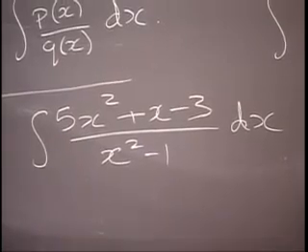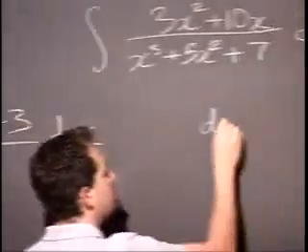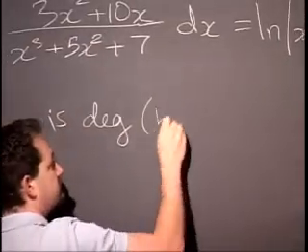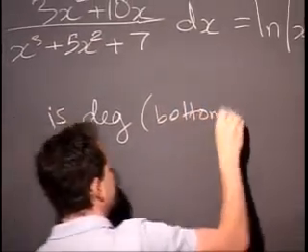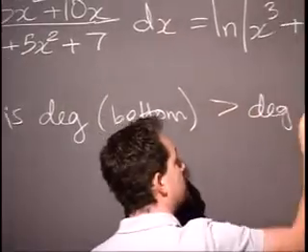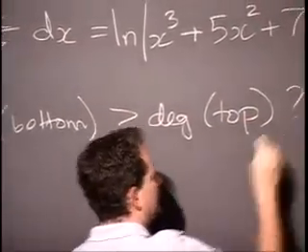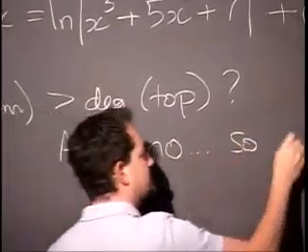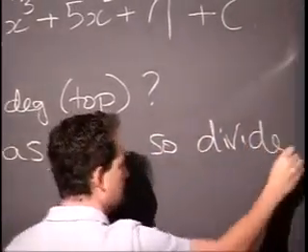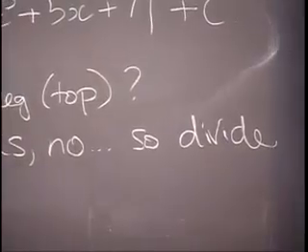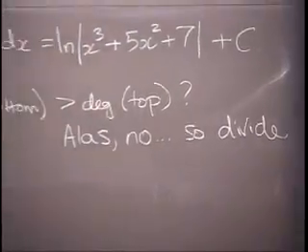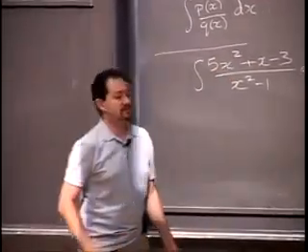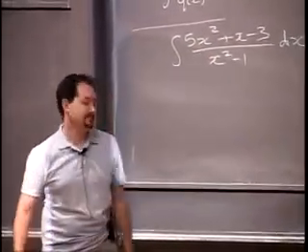Okay, so the first step is I ask, is the degree of the bottom bigger than the degree of the top? Alas, no. So divide. That's the first thing to look at. You want the bottom to be bigger than the top. If not, you have to divide. So in this case, the degrees are equal. Alas, we have to divide.